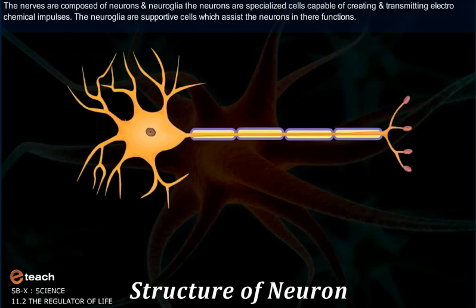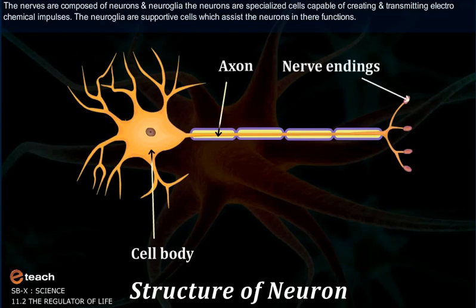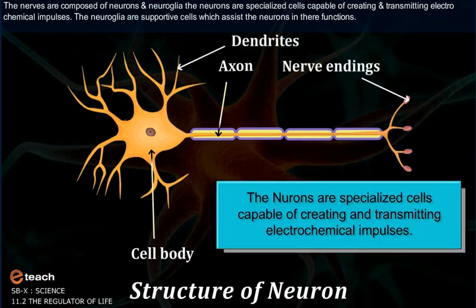The nerves are composed of neurons and neuroglia. The neurons are specialized cells capable of creating and transmitting electrochemical impulses. The neuroglia are supportive cells which assist the neurons in their functions.